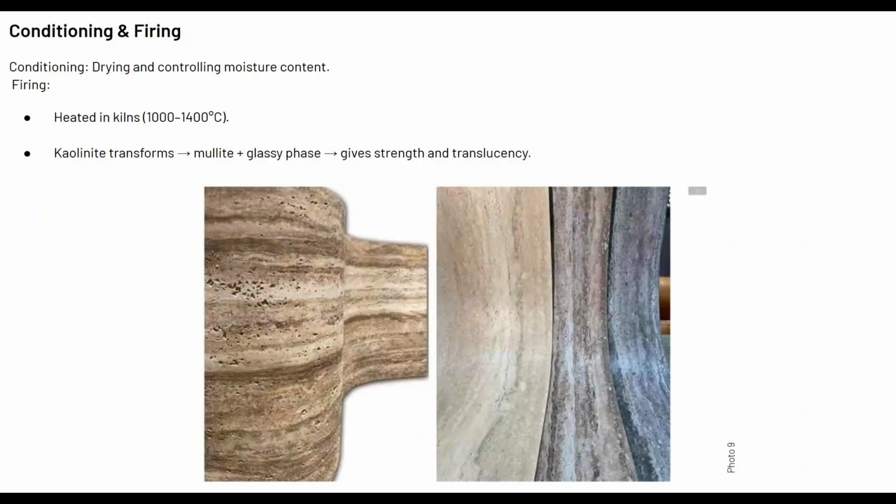Conditioning and firing. Conditioning is drying and controlling moisture content. For firing, it is heated in kilns of 1000 to 1400 degrees Celsius. Kaolinite transforms from a state of mullite and glassy to a state of more strength and translucency, as we can see from the left picture to the right picture.